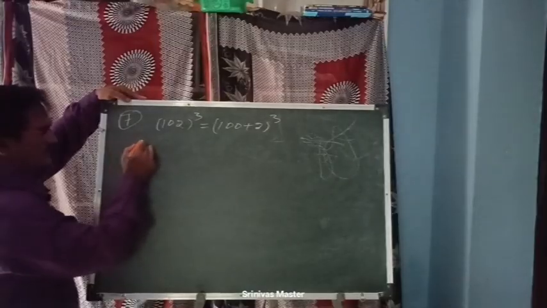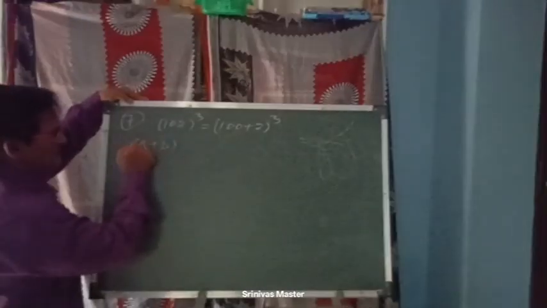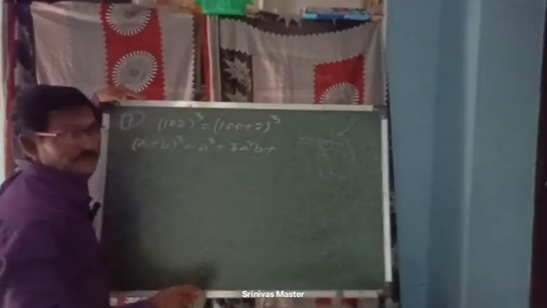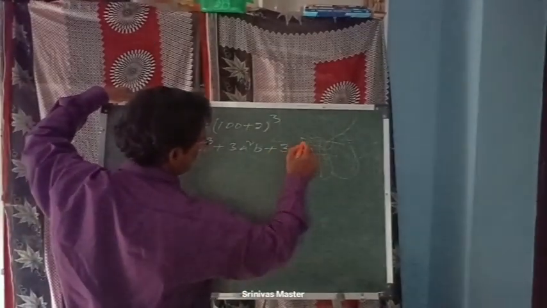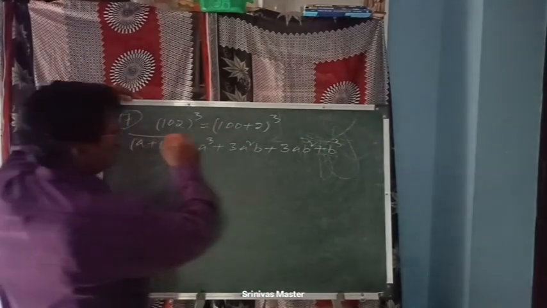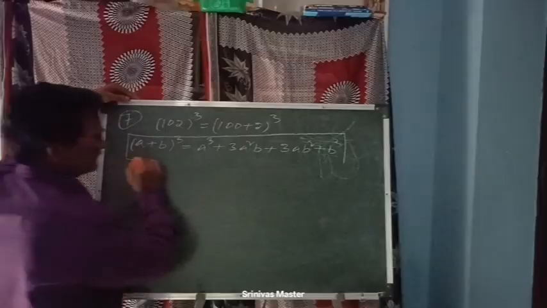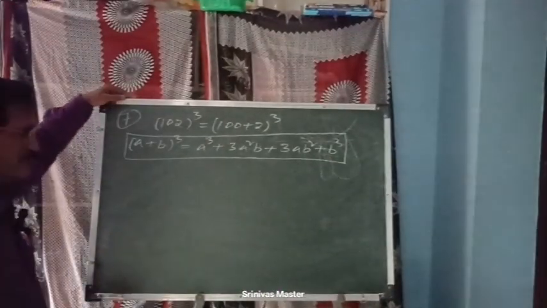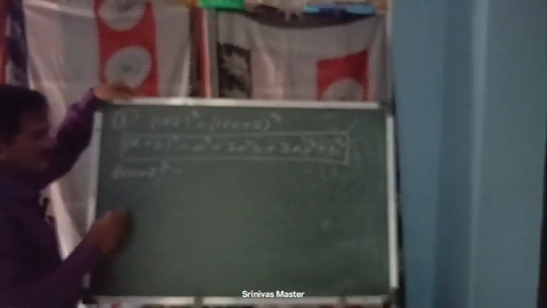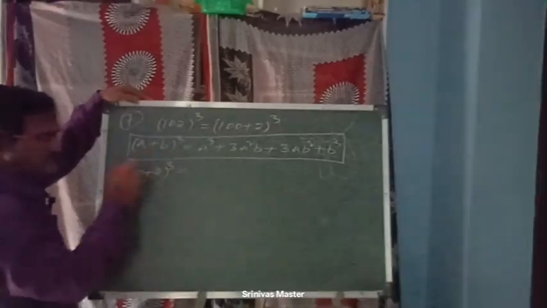So it is in the form of (a plus b) whole cube. Right? (a plus b) whole cube equal to a cube plus 3a square b, right, plus 3ab square plus b cube. Use this formula. By using this formula, we can get the result. So now (a plus b) whole cube, take this value, (100 plus 2) whole cube. That means a value is 100 and b value is 2.